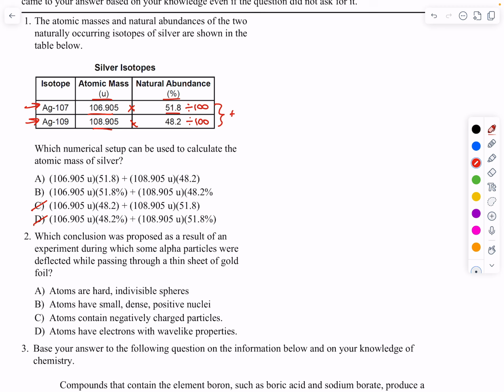But what makes B the correct answer? Well, B has the percent value listed. If you don't have the percent value listed, then you would be multiplying by 51.8, and that would give you the wrong answer. When you put the percent, it's like saying 106.905 times 0.518, right? Taking it out of the percent. That's what you want to be doing. Okay.